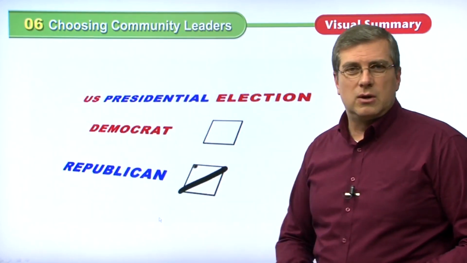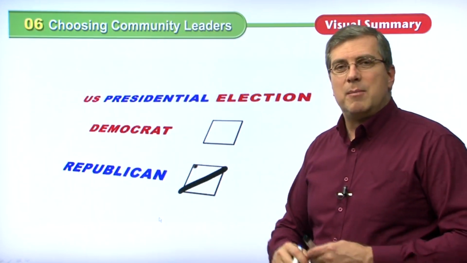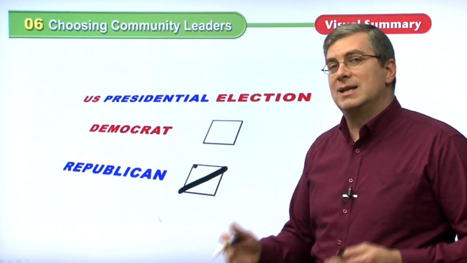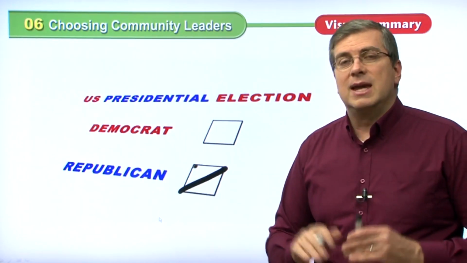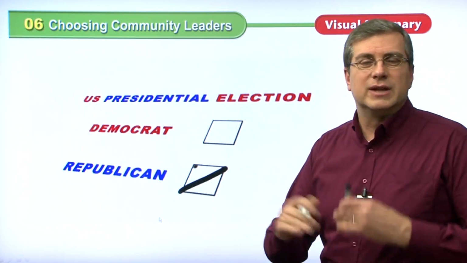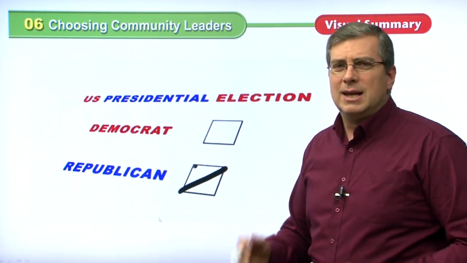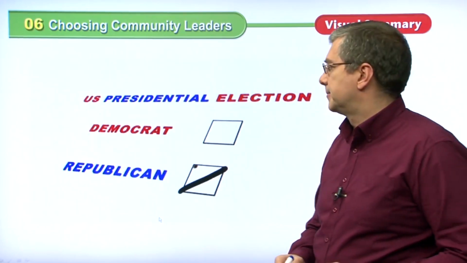Usually Democrats, though, we say they want to change things. They want to make things different. They have different ideas. Republicans usually are more conservative. They want things to stay the same. They're more for traditional values, keeping things the same way. That's the main difference between the Democrats and the Republicans.